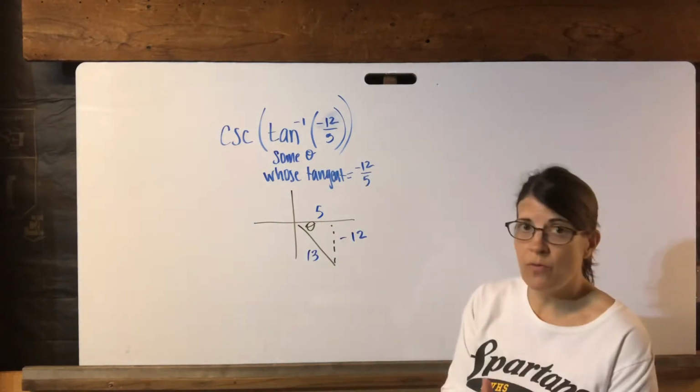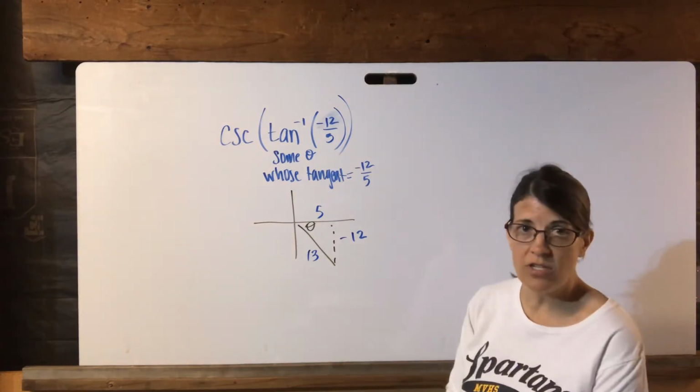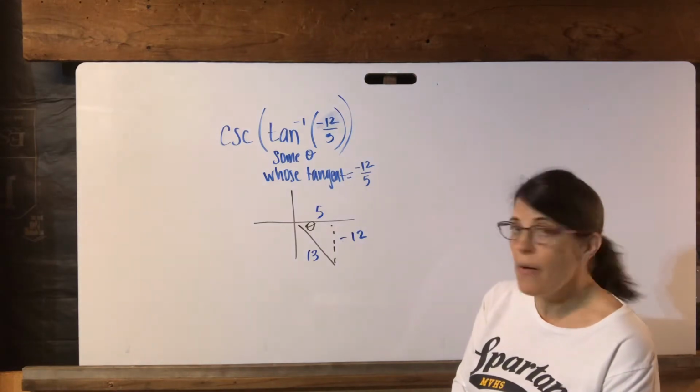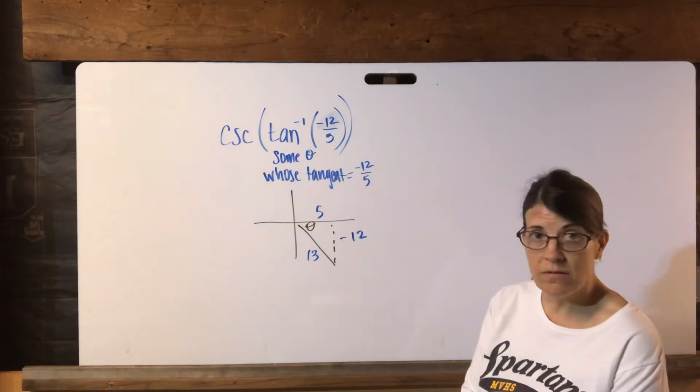You don't need to show any work. I'm not going to see all your work anyway, but if you know your triples, label your sides, you're good to go. So now I want to find the cosecant of this angle.